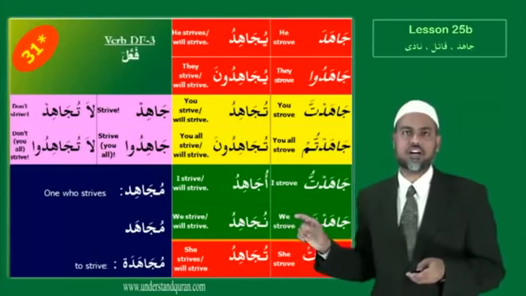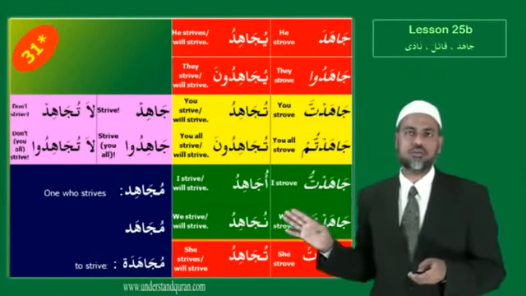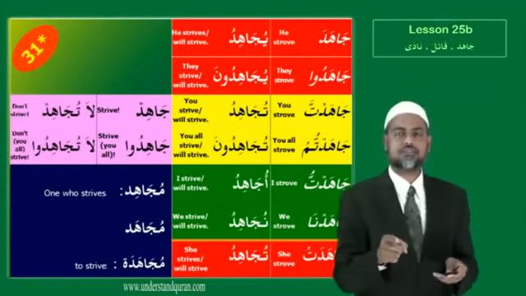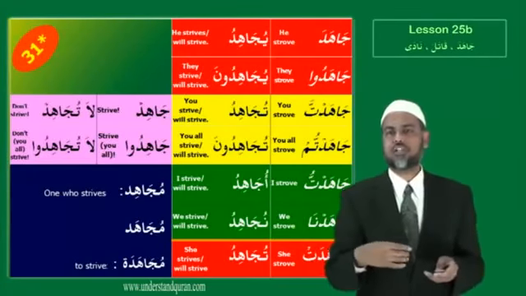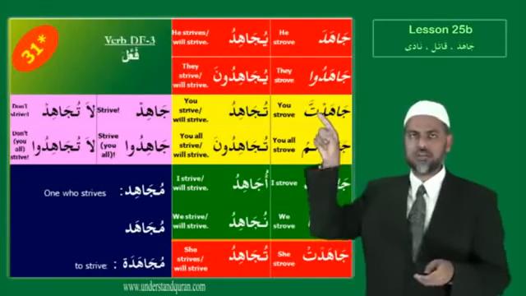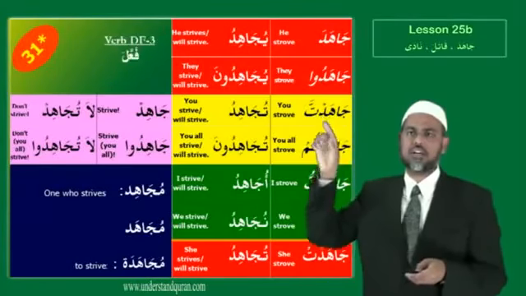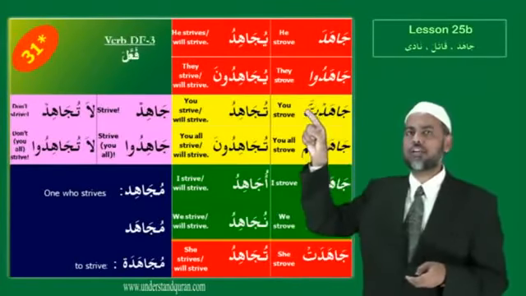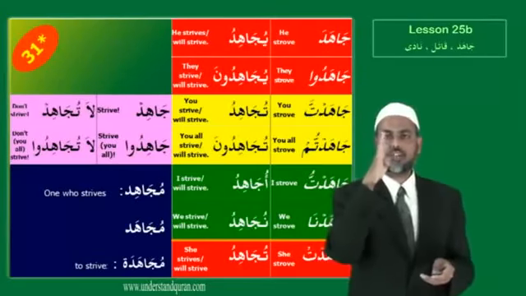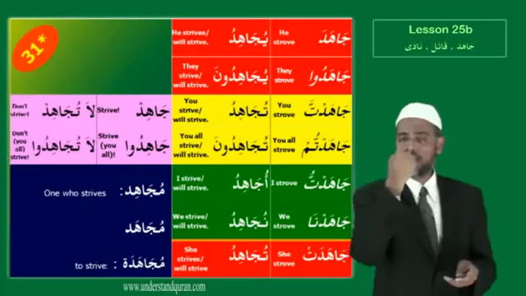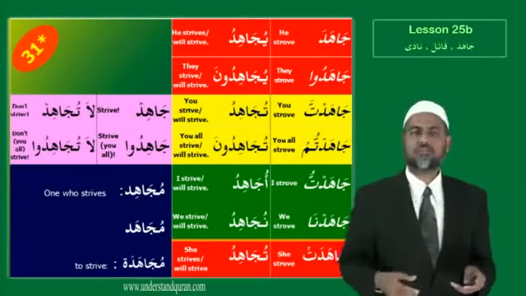Translate: jahada, he strove. Jahadu, they strove. Jahadta, you strove. Jahadtum, you all strove. Jahadtu, I strove. Jahadna, we strove. Yujahidu, he strives. Jahada, yujahidu. Yujahiduna, they strive. Tujahidu, you strive. Tujahiduna, you all strive. Ujahidu, I strive. Nujahidu, we strive.